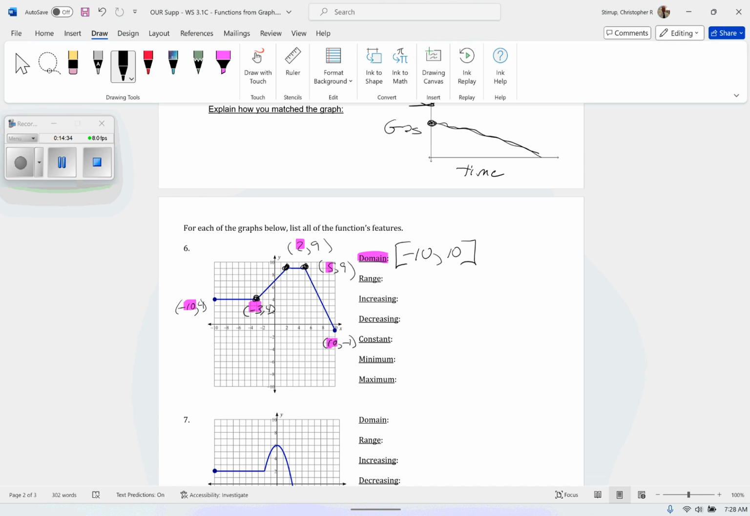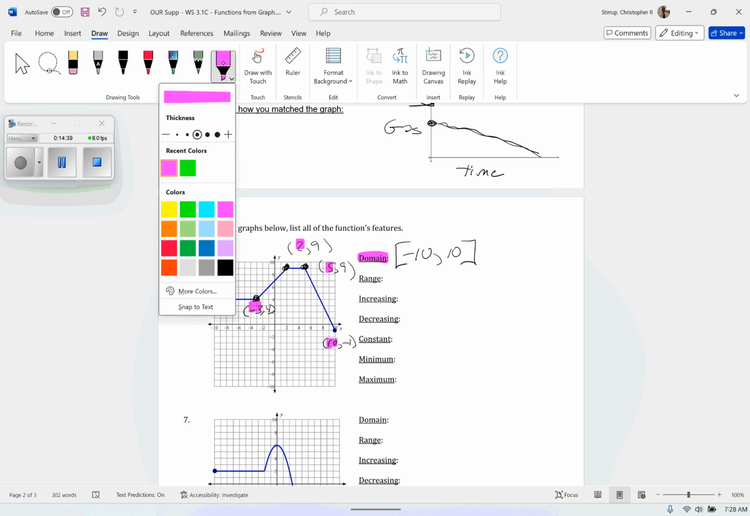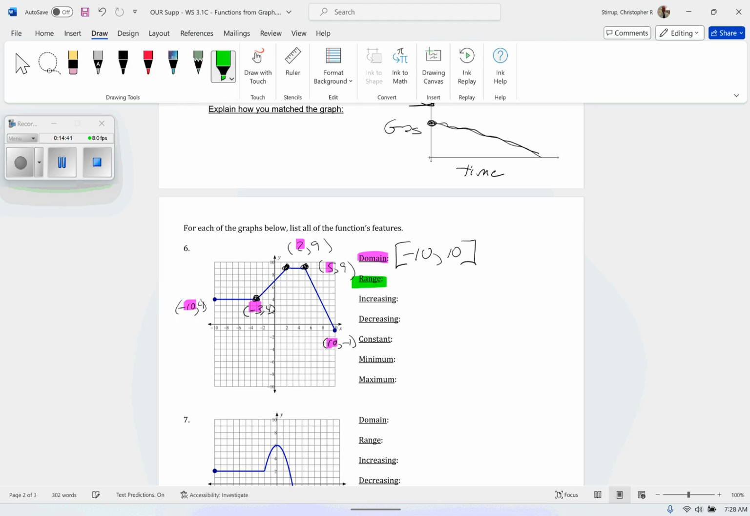Okay, so what's the smallest y value? Let's actually highlight these. We're going to do these in green. What's the smallest y value that we have? Yeah, it's -1. And what's my highest y value? That's 9. So again, we have dots at each of those, so my range is going to use square brackets.